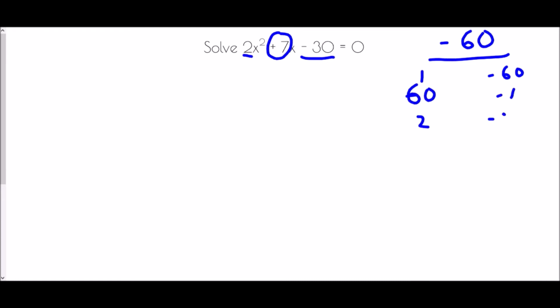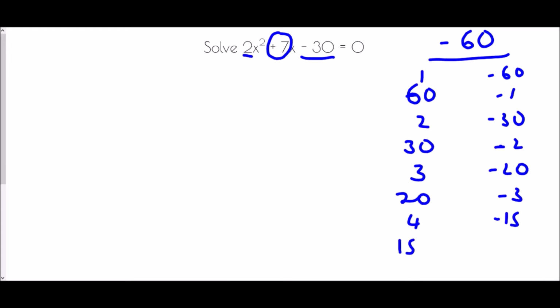I'd have 2 and negative 30, or 30 and negative 2. I would have 3 and negative 20, or 20 and negative 3. Or we could have 4 and negative 15, or 15 and negative 4, or 5 and negative 12, and 12 and negative 5. If we look at that very last one, 12 and negative 5, that makes positive 7. So that is the pair I'm going to go with.